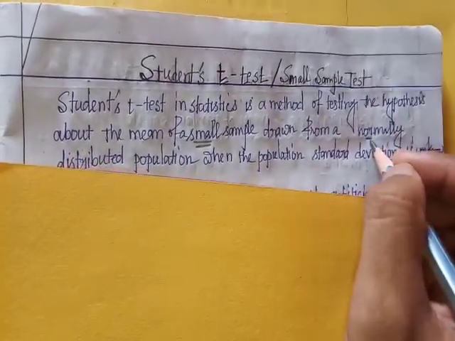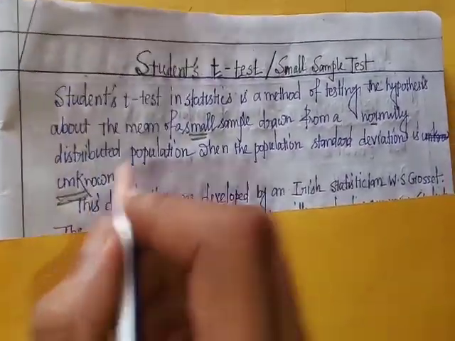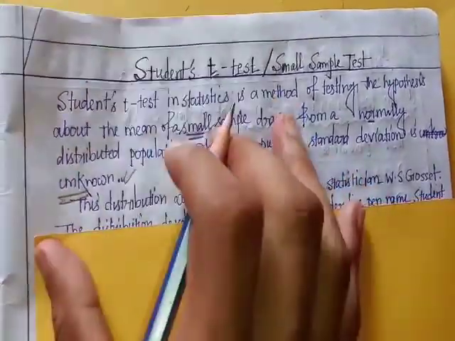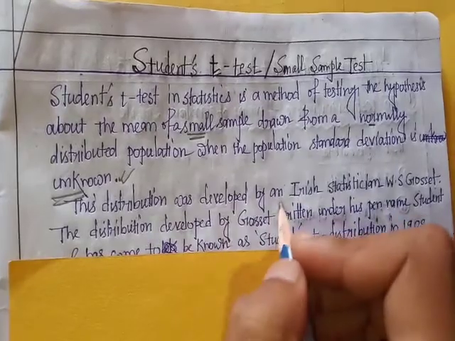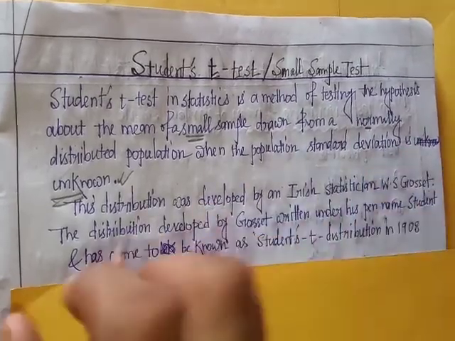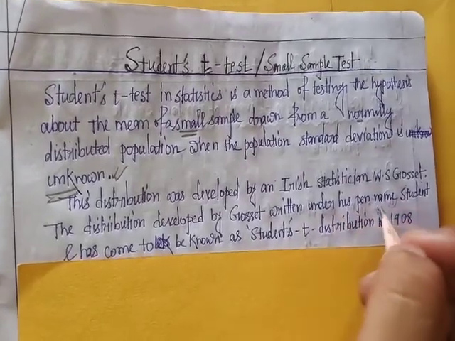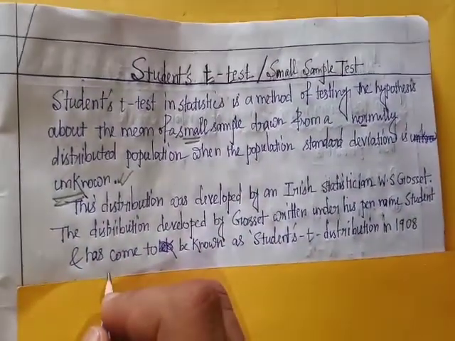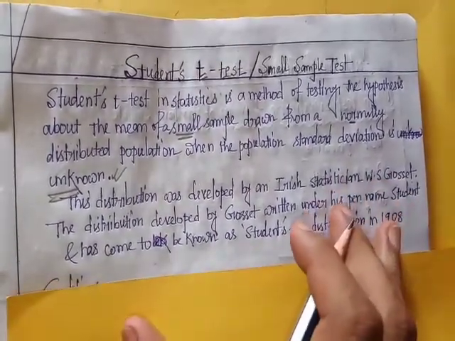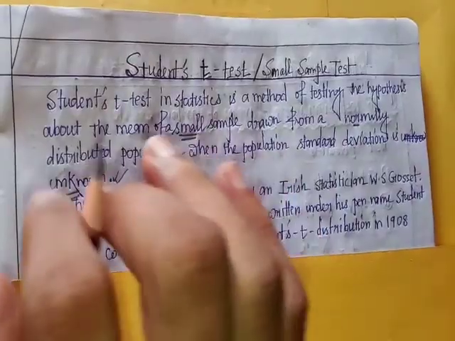It is used for samples drawn from a normally distributed population when the population standard deviation is unknown, that is, sigma is unknown. The distribution was developed by an Irish statistician W.S. Gossett, written under his pen name Student, and has come to be known as Student's t distribution in 1908.